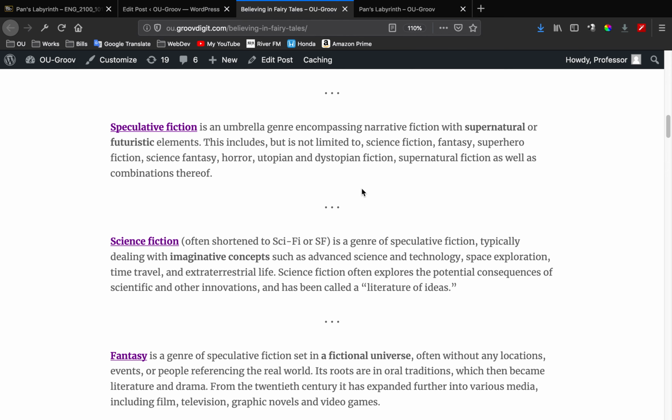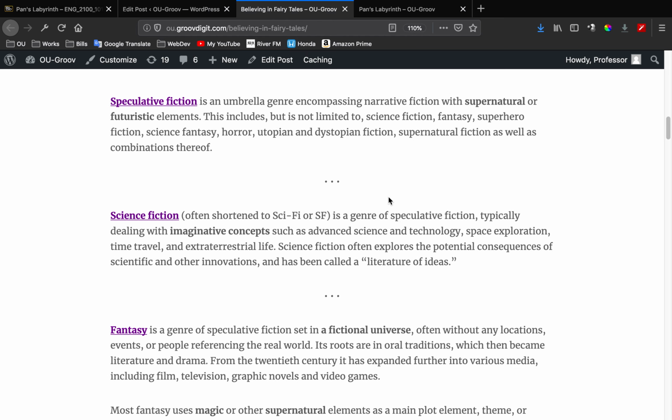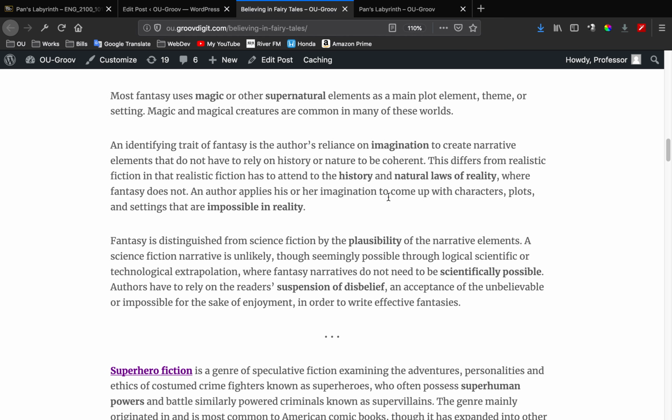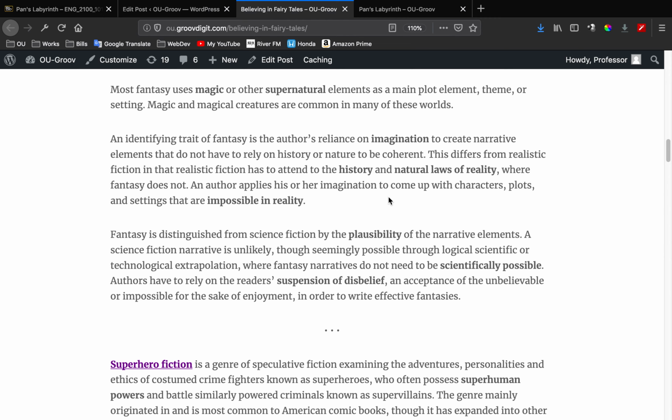Fantasy is a genre of speculative fiction set in a fictional universe, often without any locations, events, or people referencing the real world. Its roots are in oral traditions, which then became literature and drama. From the 20th century, it has expanded further into various media, including film, television, graphic novels, and video games. Most fantasy uses magic or other supernatural elements as a main plot element, theme, or setting. Magic and magical creatures are common in many of these worlds.